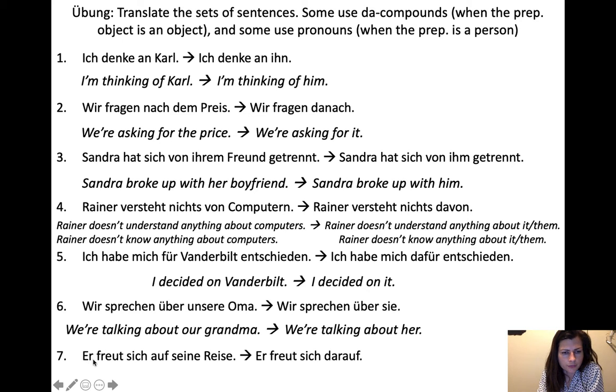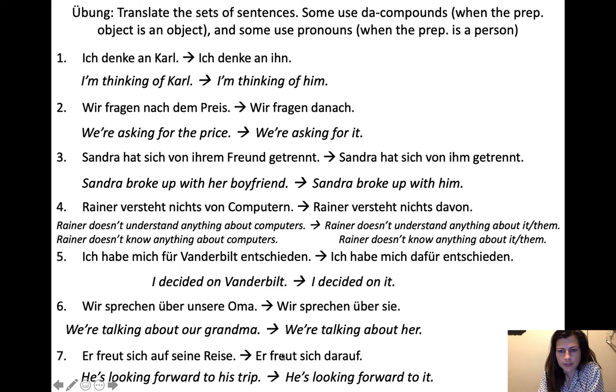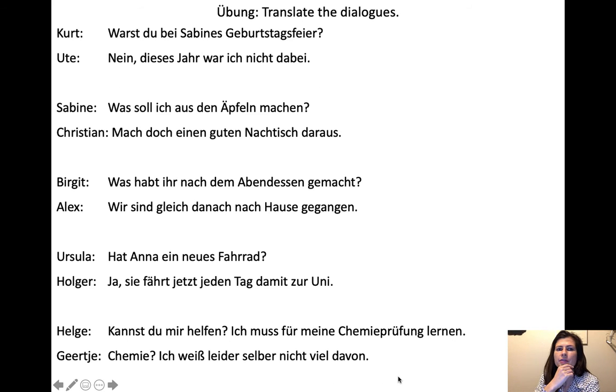And then freut sich auf seine Reise. It's of course, he's looking forward to his trip. And then auf, that's how we're going to make our da compound. Freut sich darauf. He's looking forward to it. Okay, now we have some dialogues containing some da compounds as well.